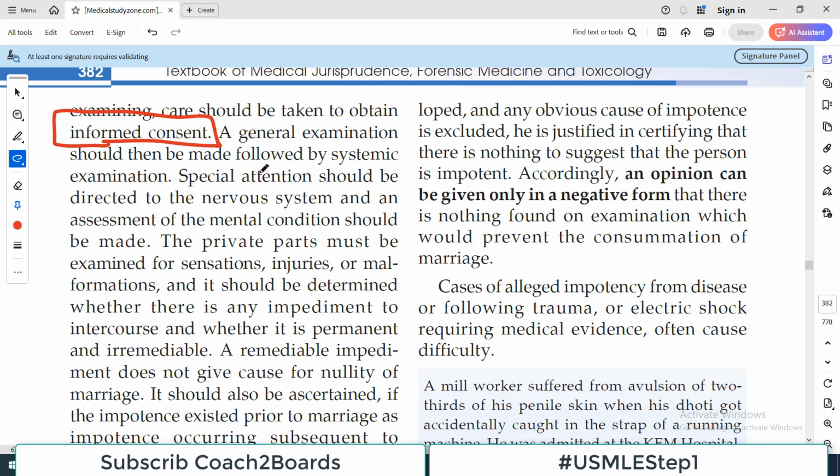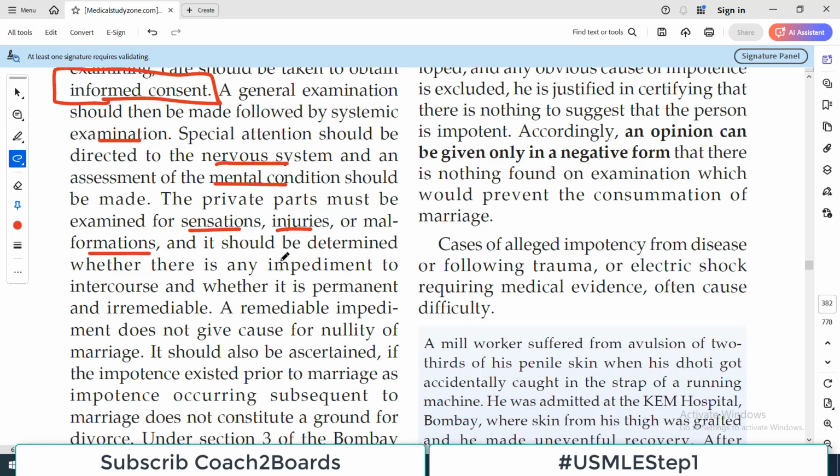A general examination should be made followed by systemic examination jaise doctor karte hain. Special attention should be directed to the nervous system and the assessment of the mental condition. Kyunki maine aapko is video ke bilkul start mein bataya ki many of the times impotence is associated with psychological issues. To wo assess karna bahut zaruri hai ki banda stress mein to nahi hai, koi depression to nahi hai, uski wajah se erectile dysfunction ho raha ho. Ye identify karna bahut zaruri hai. The private parts must be examined for sensation, injuries or any malformations. To pura uska physical examination karna hai, theek hai? And it should be determined whether there is any impediment to intercourse, whether it is permanent or irremediable.